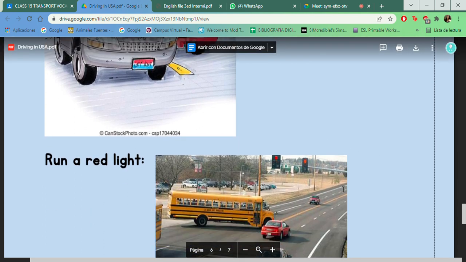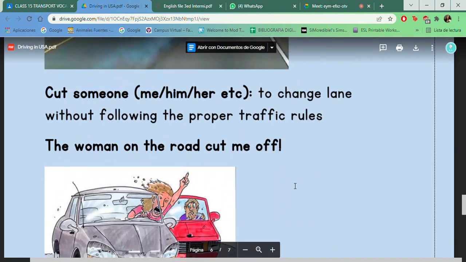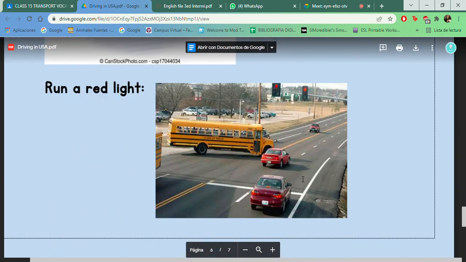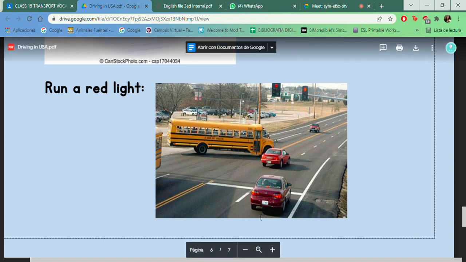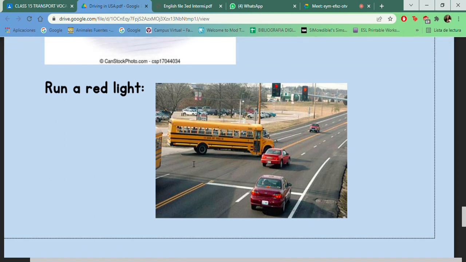Okay, great. Then, speaking of more, here we have breaking the law. Run a red light, right? This could cause an accident, a very dangerous accident, right?